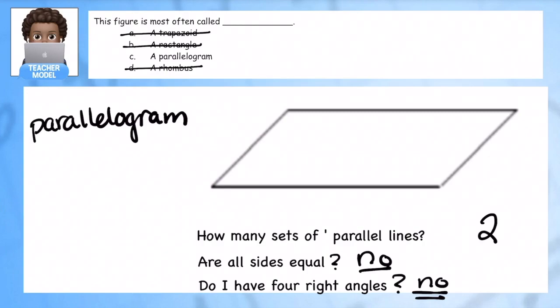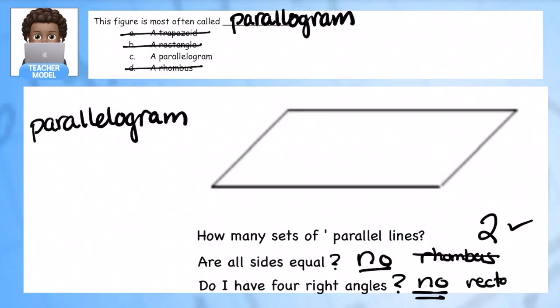So there we go. I would absolutely say this is a parallelogram because it has 2 sets of parallel lines. It cannot be a rhombus because it does not have 4 equal sides, so no to rhombus. It cannot be a rectangle because it doesn't have right angles. And it can't be a trapezoid because it has 2 parallel lines, not 1. Hit pause and jot this down in your notes.